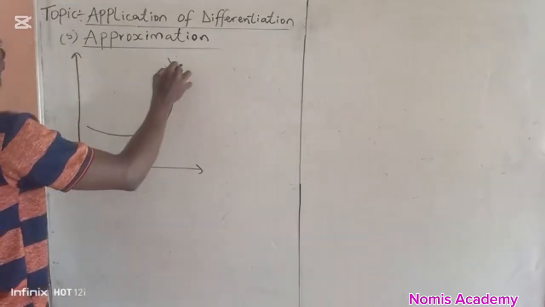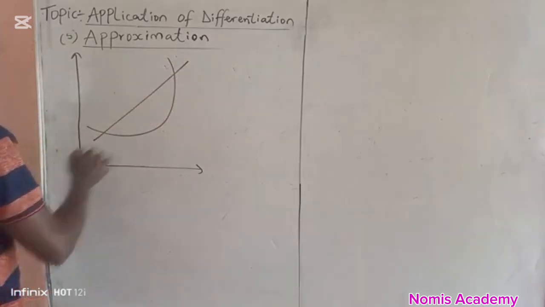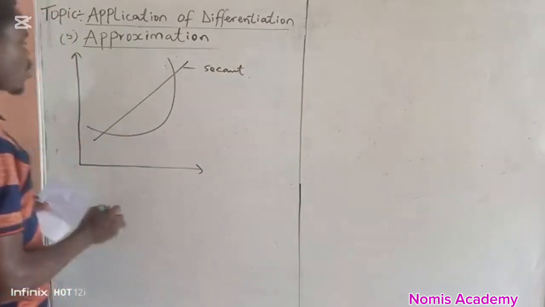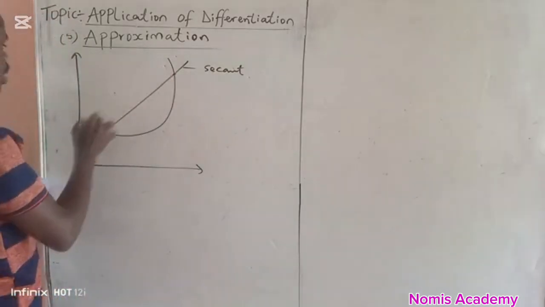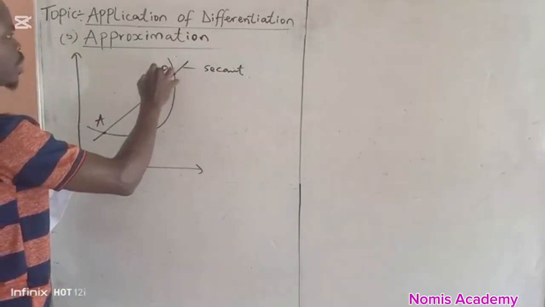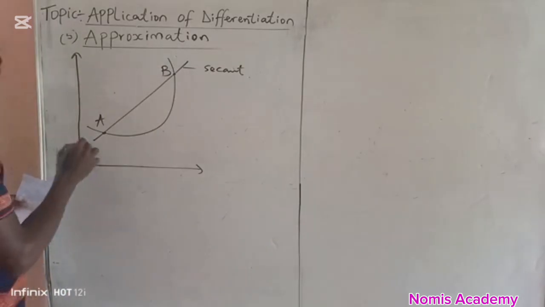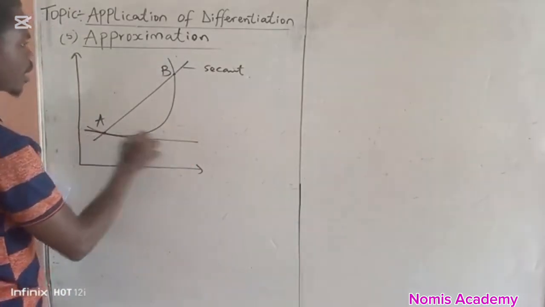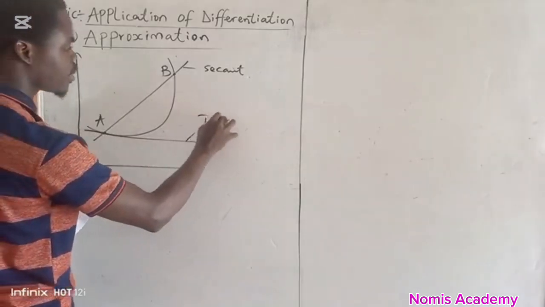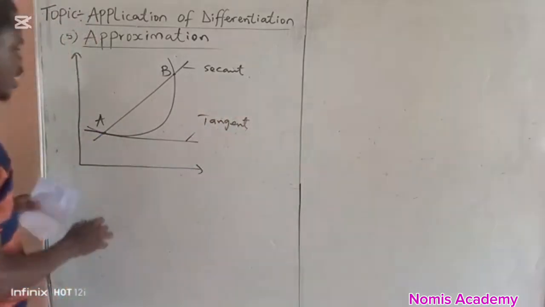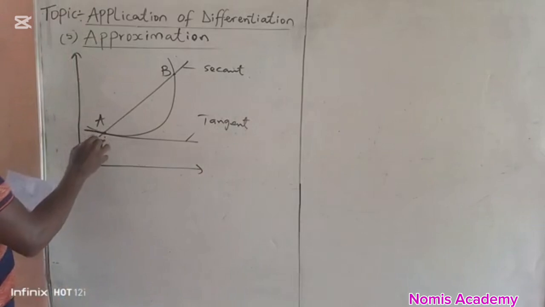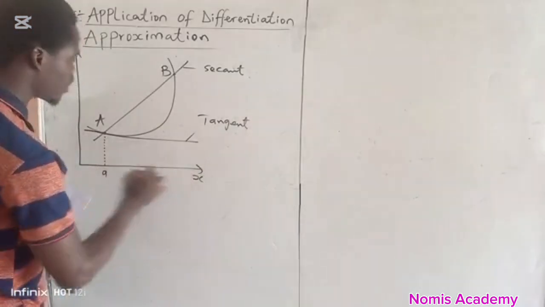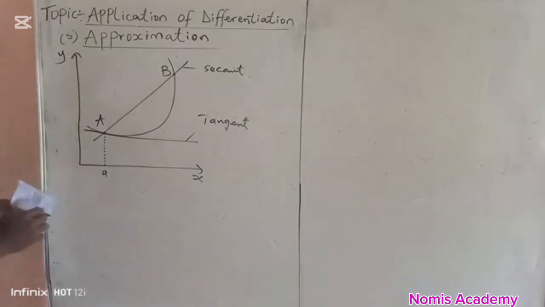Okay, and then we have a secant line. The secant line is a line that cuts a particular curve at 2 points, point A and point B. Also, we have a tangent line at point A. This is a tangent line at point A. At point A, we can trace that to the x-axis. I'm calling it A. This is the x-axis, while this is the y-axis.